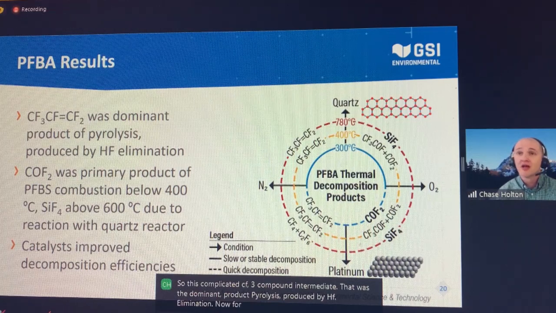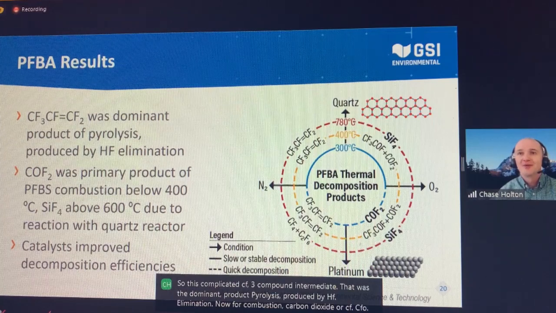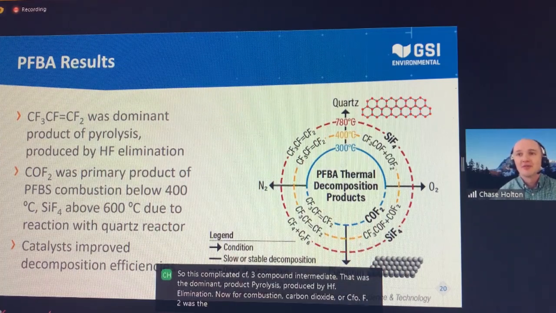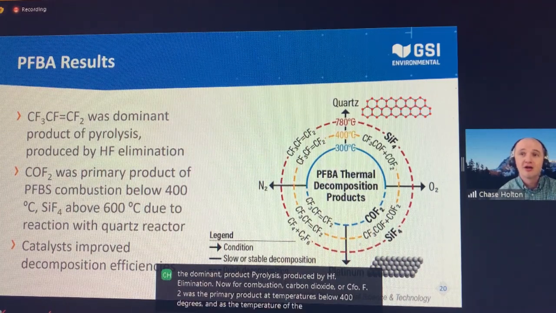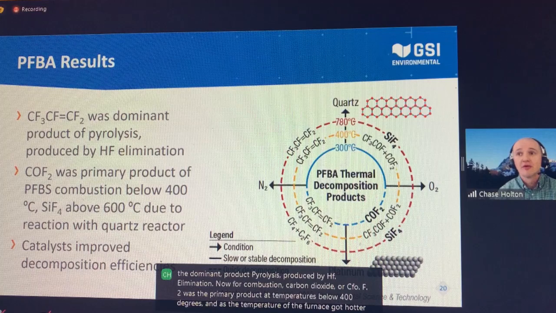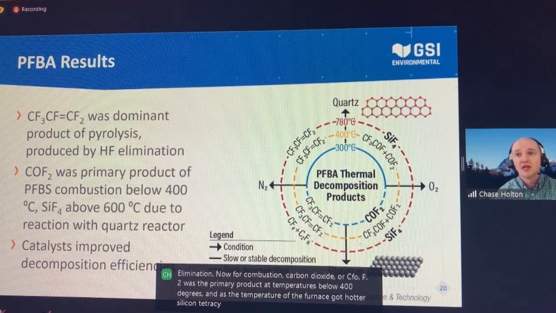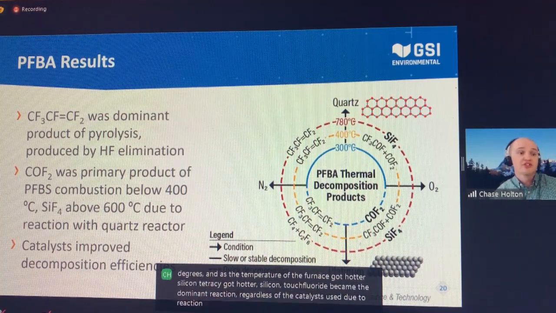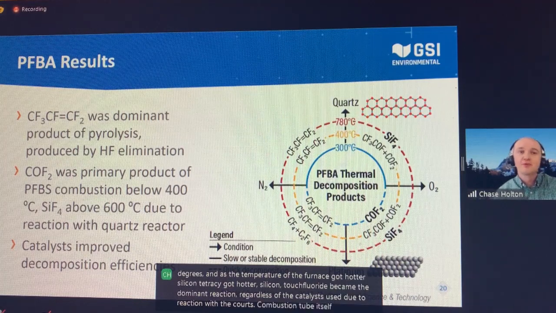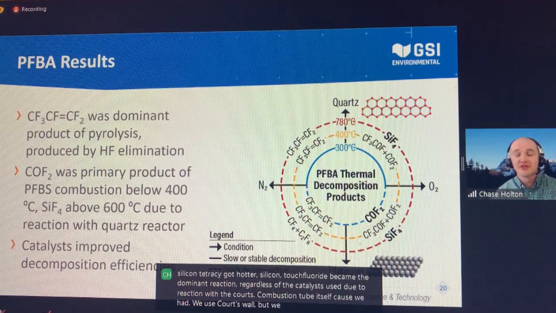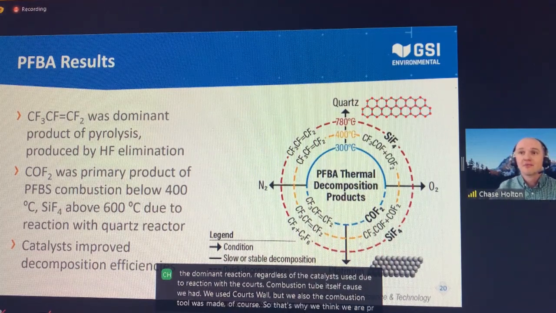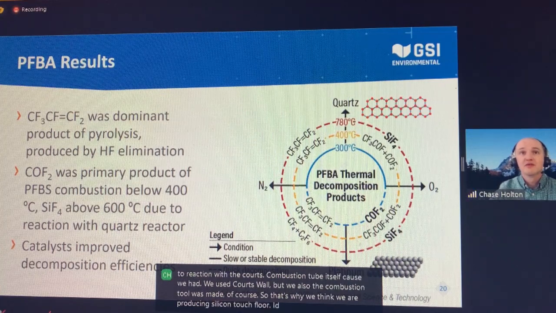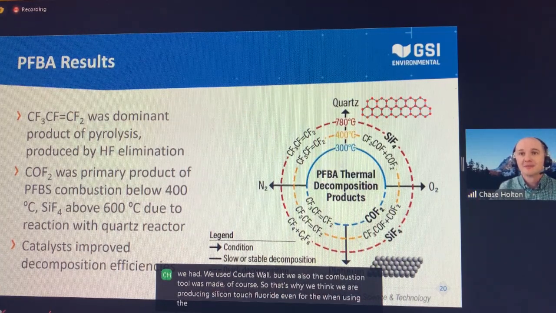Now for combustion, carbonyl fluoride, or COF2, was the primary product at temperatures below 400 degrees. And as the temperature of the furnace got hotter, silicon tetrafluoride became the dominant reaction regardless of the catalyst used, due to reaction with the quartz combustion tube itself. Because we used quartz wool, but the combustion tube was made of quartz. So that's why we think we were producing silicon tetrafluoride even when using platinum as a catalyst.